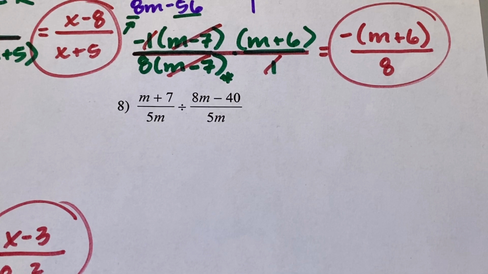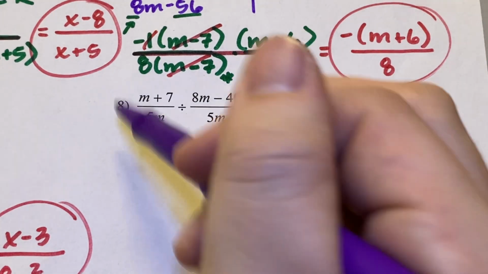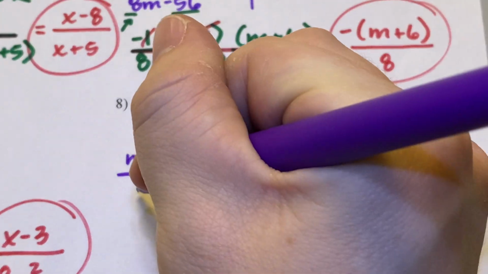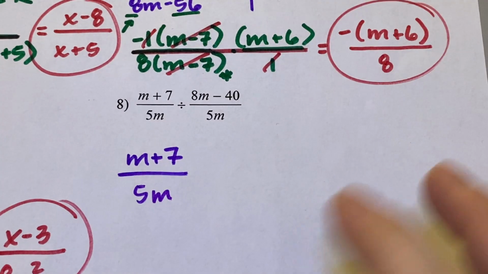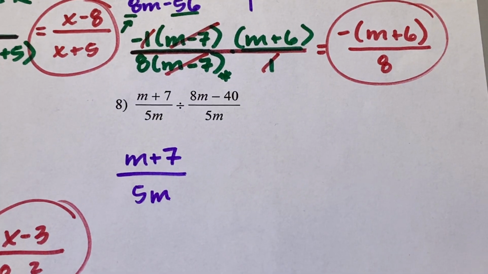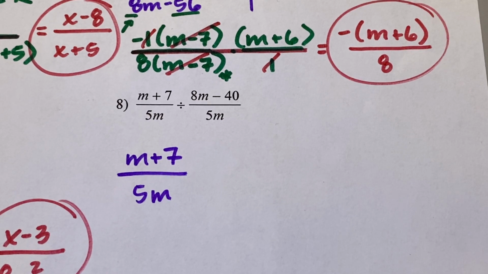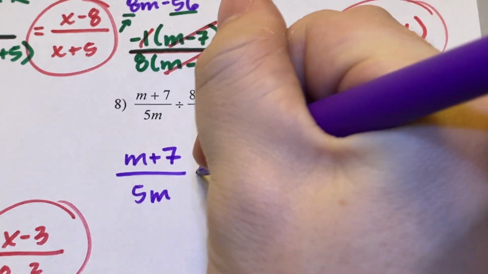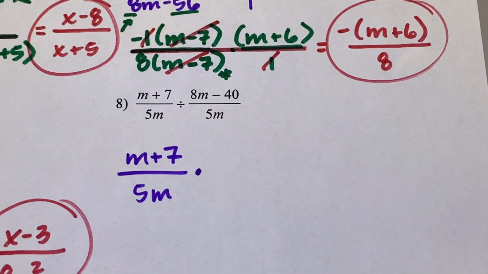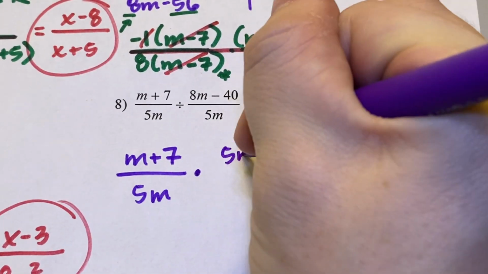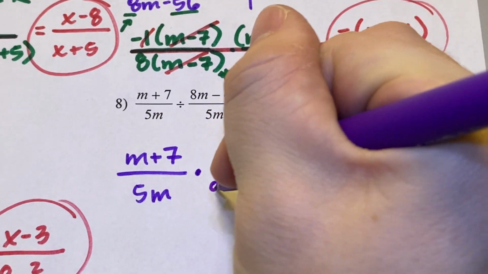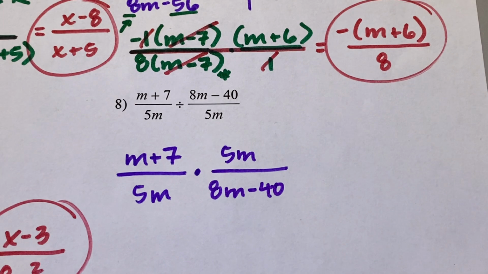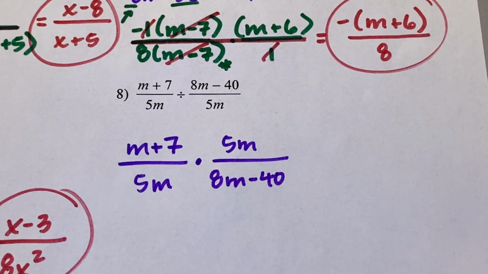Okay, keep the first guy the same. Copy him down. M plus 7 over 5m. Change. We're changing from division to multiplication. And flip. 5m's now on top, 8m minus 40 on bottom. Keep, change, flip.